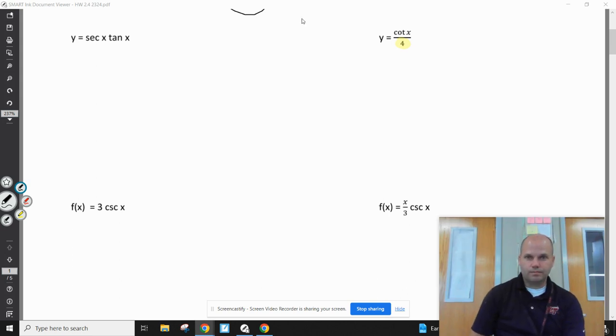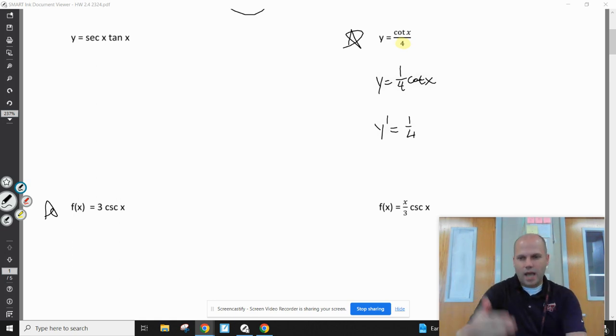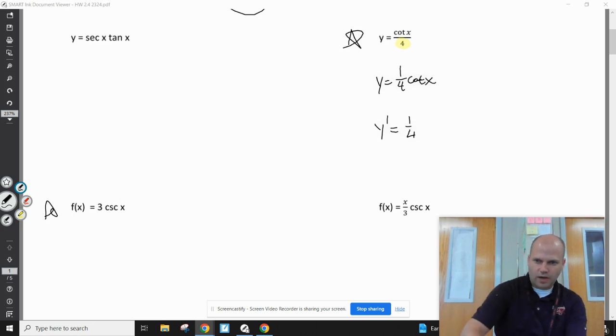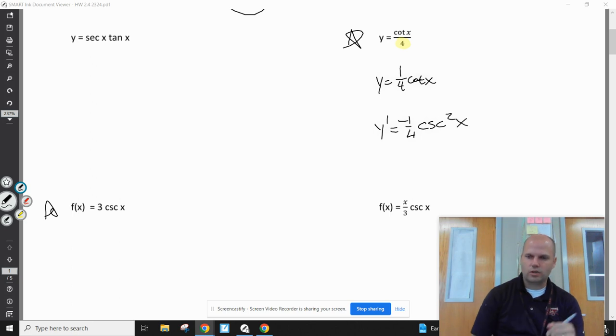Let's do this one, and then we'll do the tougher ones. Cotangent x over 4. Okay, I'm going to write that as 1/4 cotangent x. Now, I just rewrote it. I haven't taken the derivative yet. Don't forget to take the derivative. A lot of people, when they simplify, forget the next step is to then take the derivative. Simplify first to take the derivative. The derivative of cotangent is negative cosecant squared. I'll put that negative in front of the 1/4. Cosecant squared. Remember, cosecant squared is cosecant x squared.